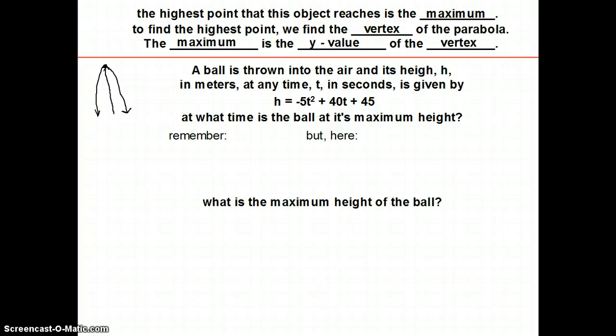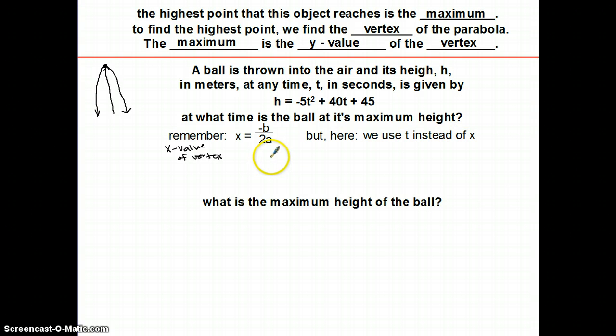A ball is thrown into the air and its height h in meters at any time is given by the following equation. This is the same example that we were using on the previous slide. So remember, x equals negative b over 2a. This is the x value of the vertex. So in order to find your vertex, you start by using this formula. That gives you the x value. Then you go back and plug it in to find the y value. But here, notice, we're using t instead of x.